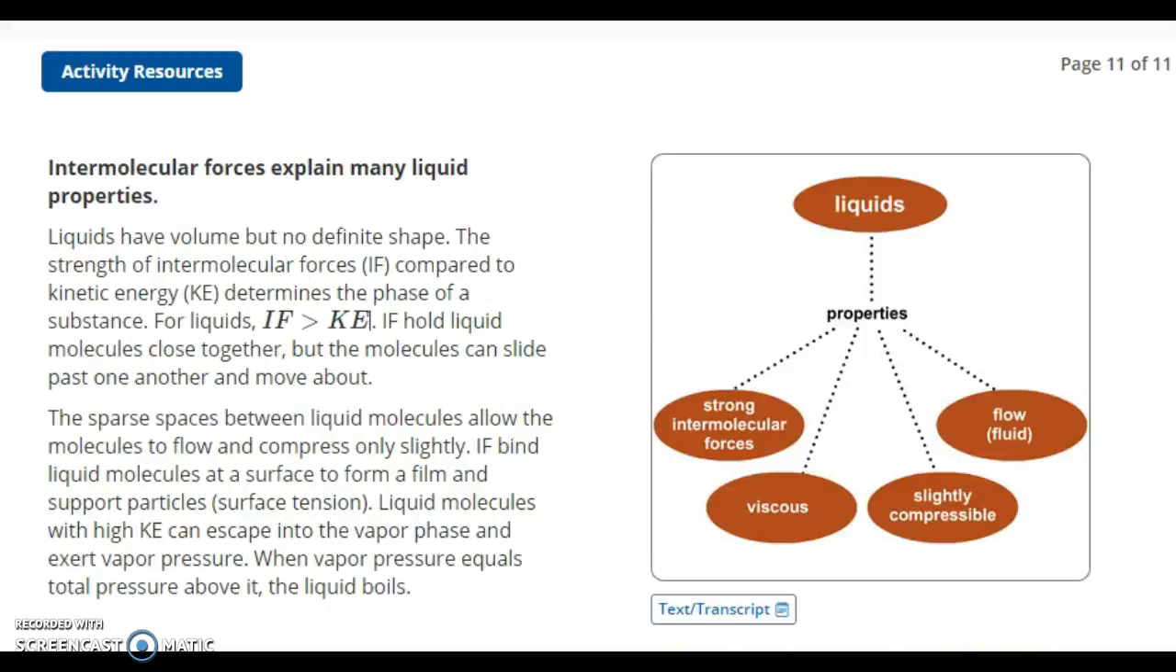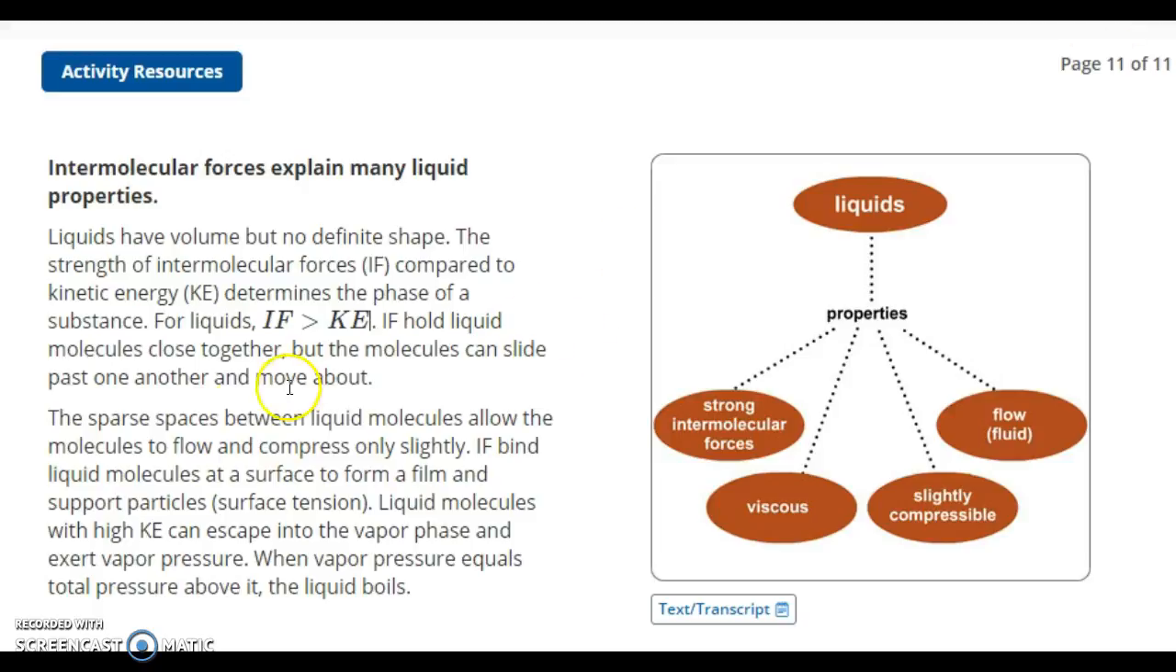Intermolecular forces explain many liquid properties. Liquids have volume but no definite shape. The strength of intermolecular forces compared to kinetic energy determines the phase of a substance. For liquids, intermolecular forces are greater than kinetic energy. Intermolecular forces hold liquid molecules close together, but the molecules can slide past one another and move about.